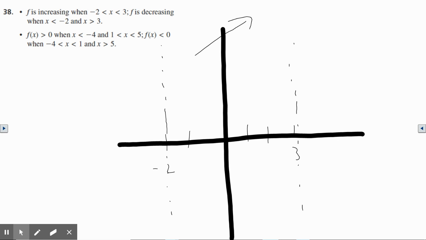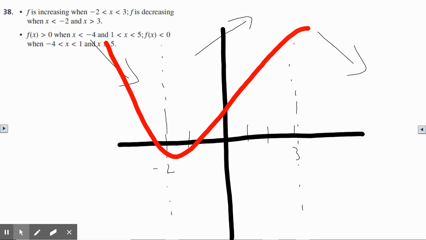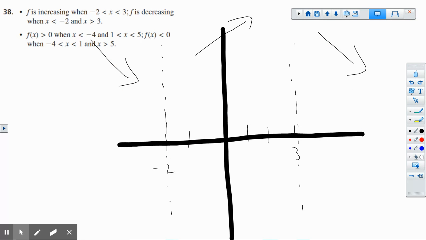It's decreasing when x is less than -2. So in this region down here, it's decreasing. And when x is greater than 3, it's decreasing. So the graph is going to look something like this. You know, it's going to go down, then up, then down. But I needed to have a little more specifics, but that's going to be the idea. It's going to turn on those lines. So that's the first part.